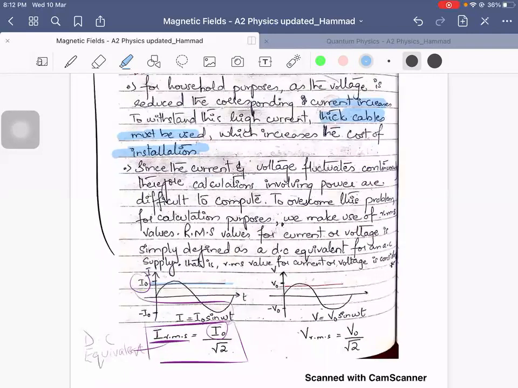Since the current and voltage fluctuates continuously, calculations involving power are difficult to compute. So to overcome this, engineers have designed a technique called the RMS value. RMS value stands for root mean square for current or voltage, right? And it is simply the DC equivalent for an AC supply.